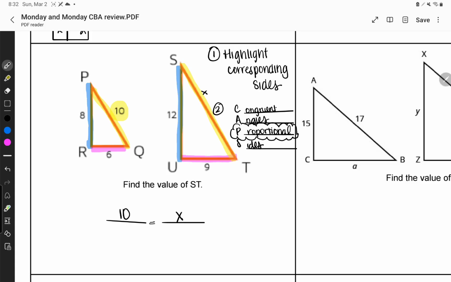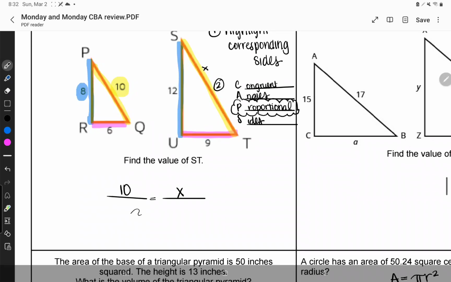And then we'll just choose a number that's on the same shape as 10. So I'm going to choose PR because that's on the same shape. Could you have chosen RQ? For sure. You could have chosen RQ. So then on the same shape as 10, I'm going to put 8. And then what corresponds with 8? 12.